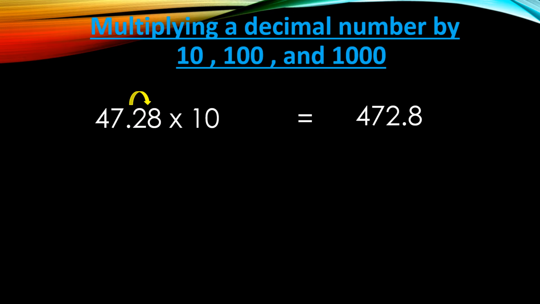Let's take it is also 47.28. Now you have to multiply it by 100. Oh yes, now you know that there are two zeros in 100. Then what happens to the decimal point? Yes, you must shift the decimal point 2 places to the right.